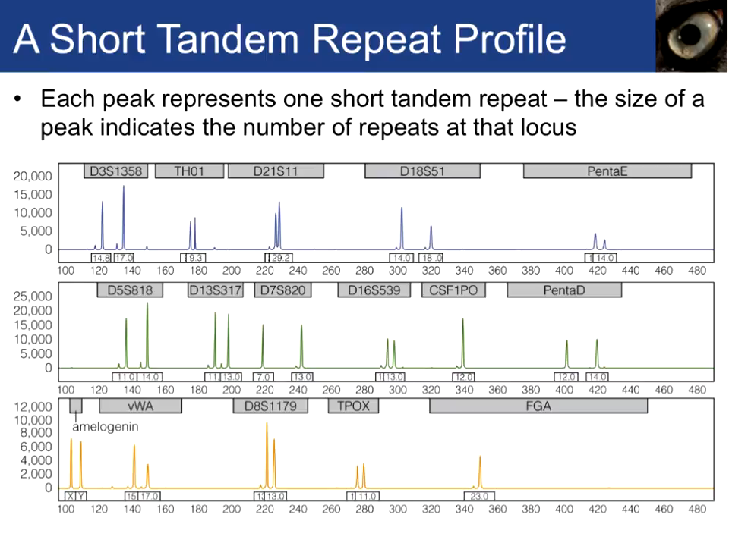So this slide shows an individual's short tandem repeat profile. Each peak on the chart represents a test for one short tandem repeat. As you can see, there are 2 peaks for each locus because you have 2 homologous chromosomes that have the same locus. The size of a peak indicates the number of repeats at that locus.